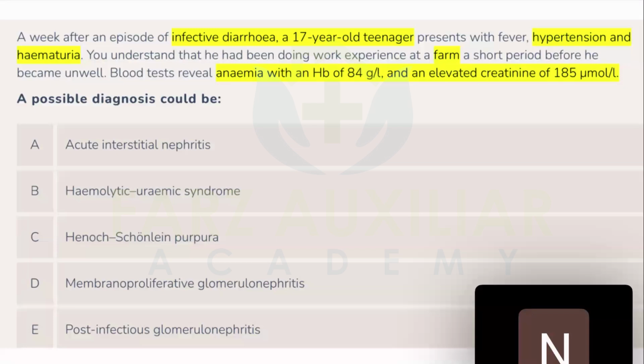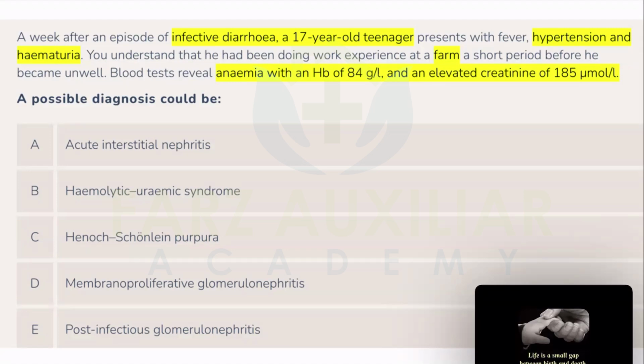I'll give you a minute. Hemolytic uremic syndrome. Yeah, doctor. So in HUS, what is the use of this farm? I mean, why have they mentioned it? I thought that they mentioned it just like that, but I found in the explanation that they have told that this farm thing is what is pointing towards HUS.